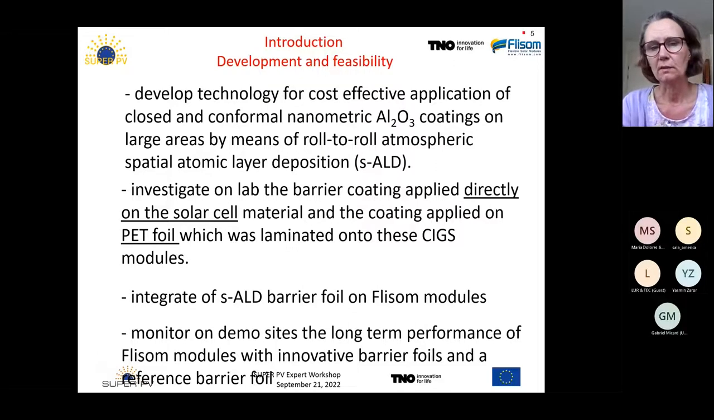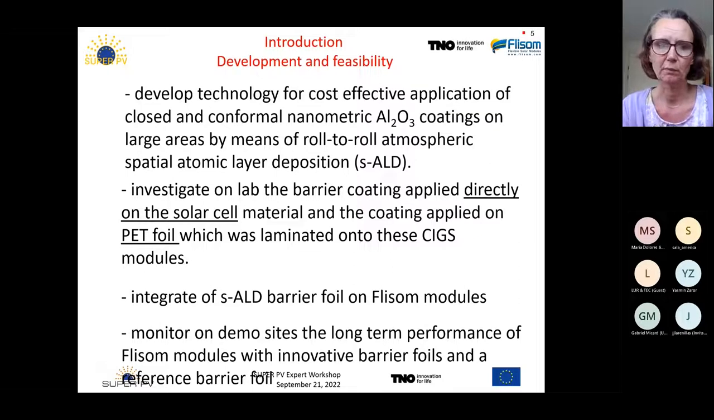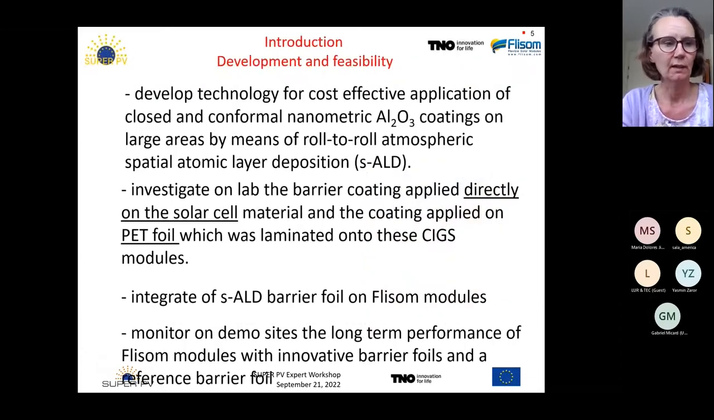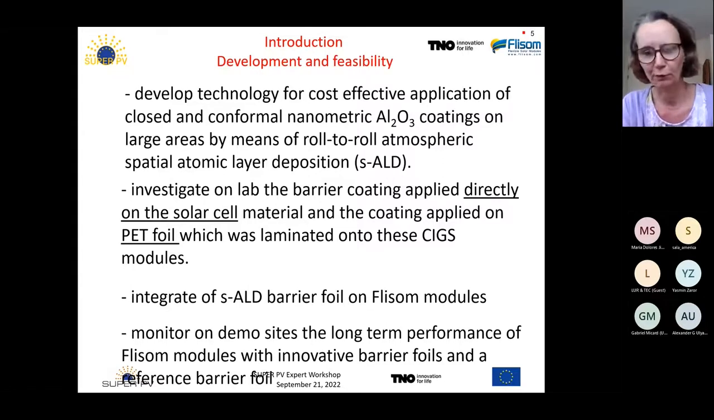Next to this, we want to investigate in the lab the barrier coating functionality applied directly on the solar cell material, and the coating applied on a PET foil, which is then laminated onto these CIGS thin film modules from Vliesom. Then after a successful lab test, we are going to integrate these spatial ALD barrier foils on Vliesom modules and monitor on the demo sites the long-term performance of these modules with innovative barrier foil and a reference barrier foil. And that will be done on three different demo sites in Europe. What we do is we monitor, that's what I already said, the long-term performance of it.